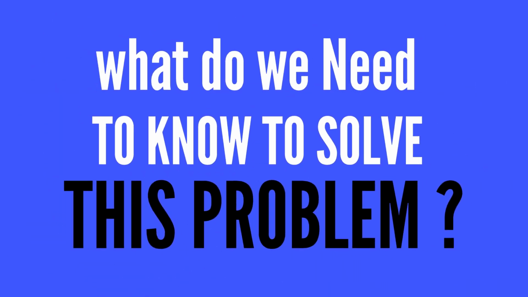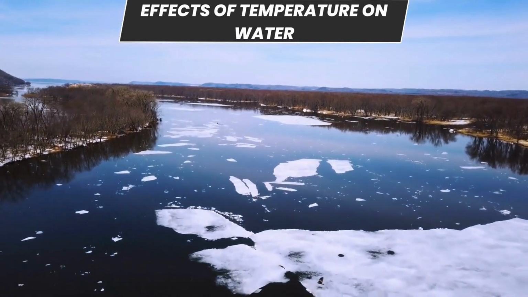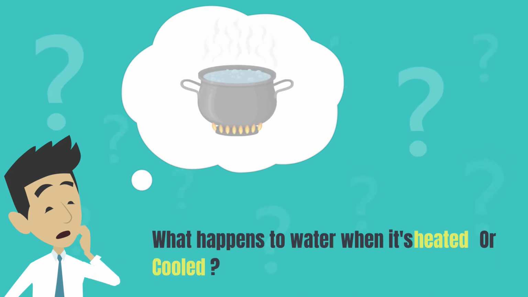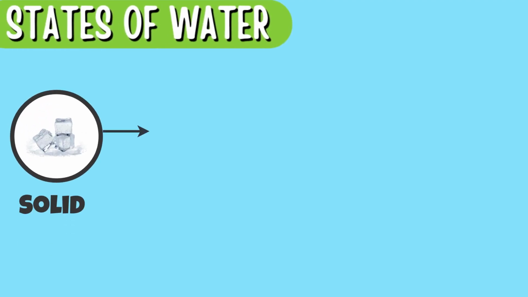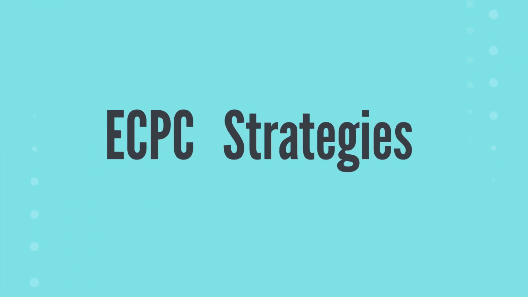So what do we need to know to solve this? To solve this question, we need to understand how temperature changes affect water. So ask yourself this question: what happens to water when it's heated or cooled? Keep these changes in mind: solid to liquid, liquid to gas, and gas to liquid. Now let's create a plan and apply our ECPC strategies.